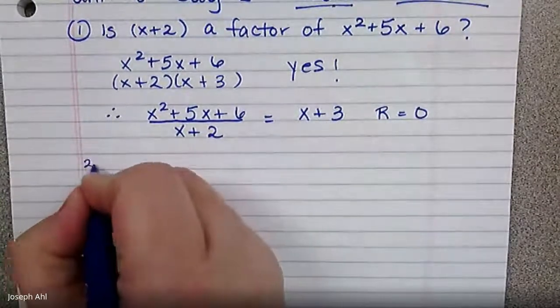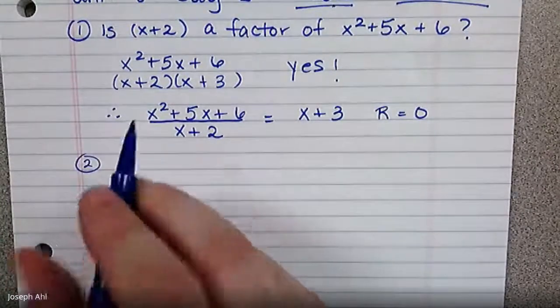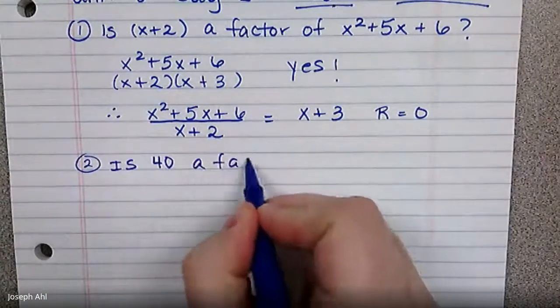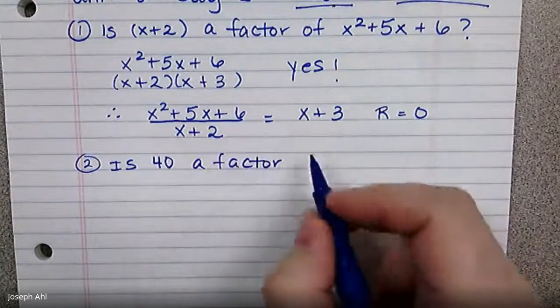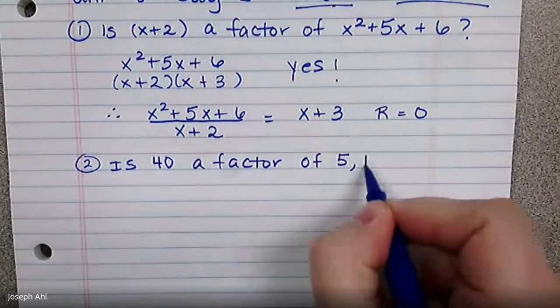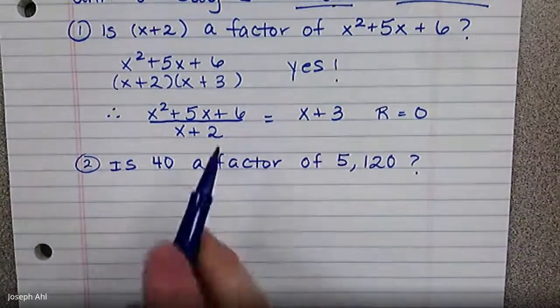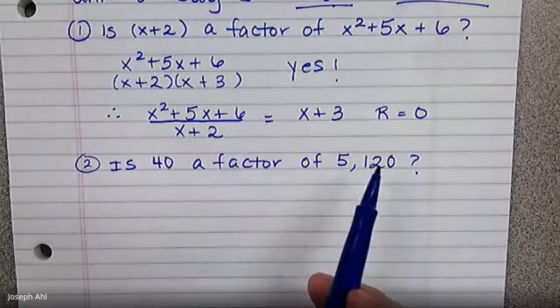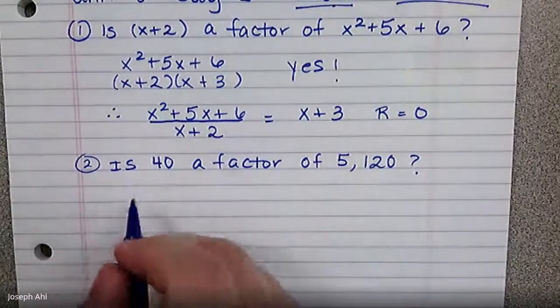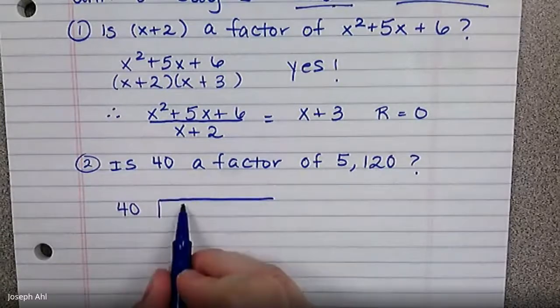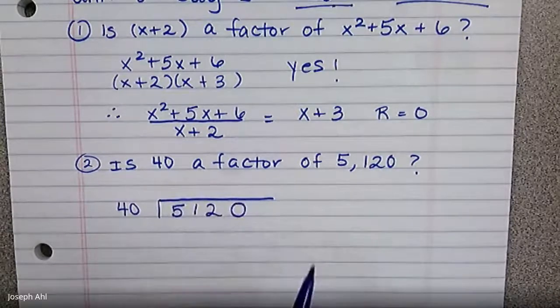So let's backtrack for a second to something that we would have learned in elementary school, like, is 40 a factor of 5,120? If 40 is a factor, that would mean that it would divide in evenly. And oops, I must have forgotten my calculator. Oh no. So guess what I'm going to do? I'm going to do some good old long division. You remember how to do this?